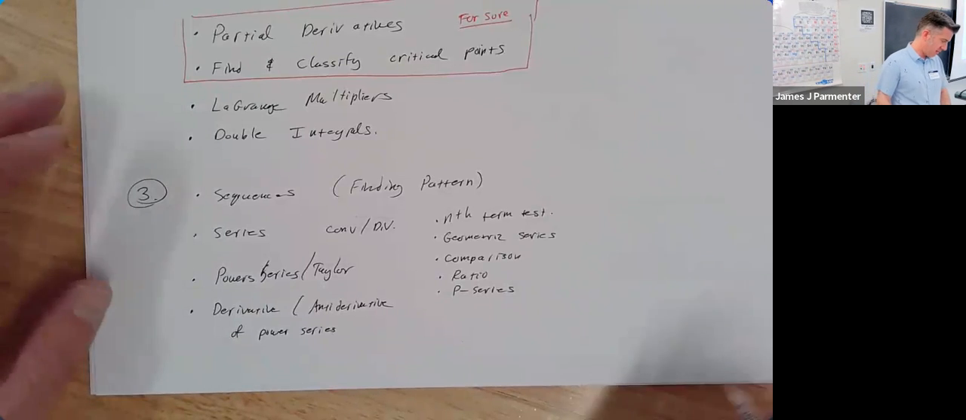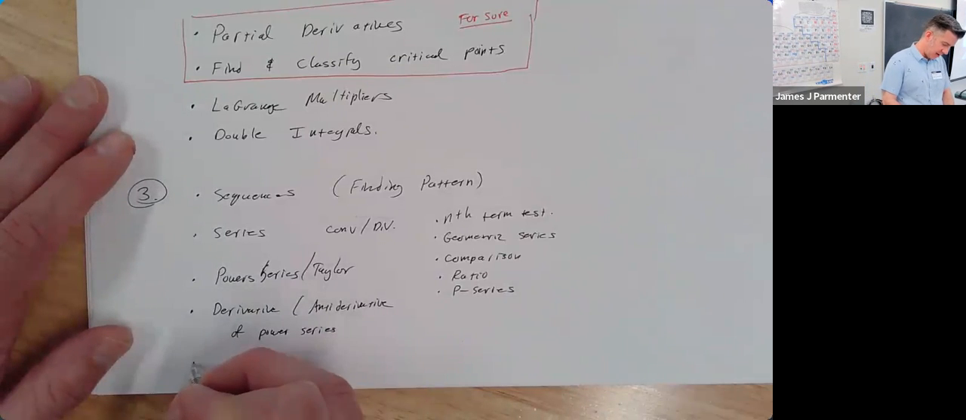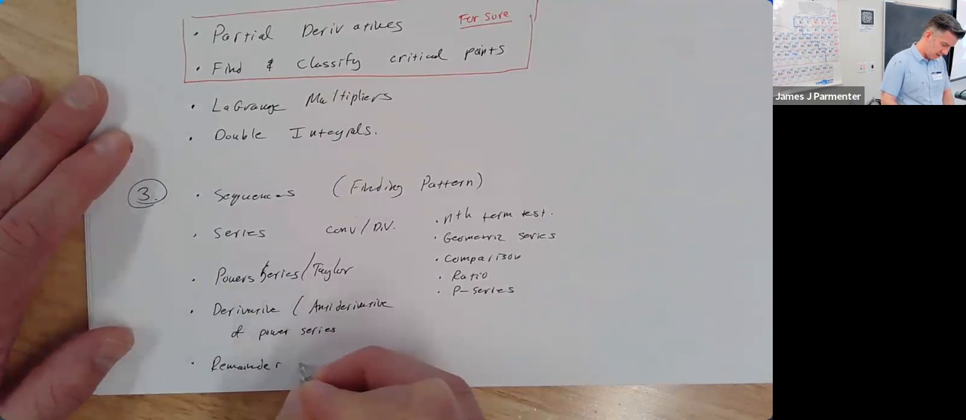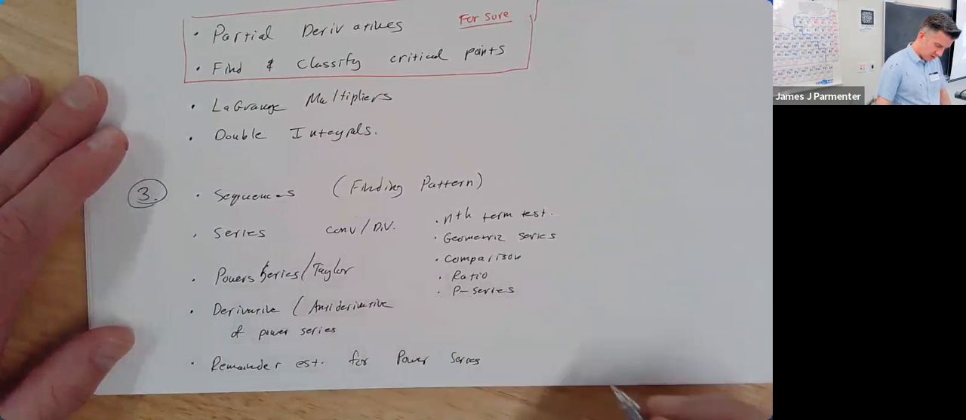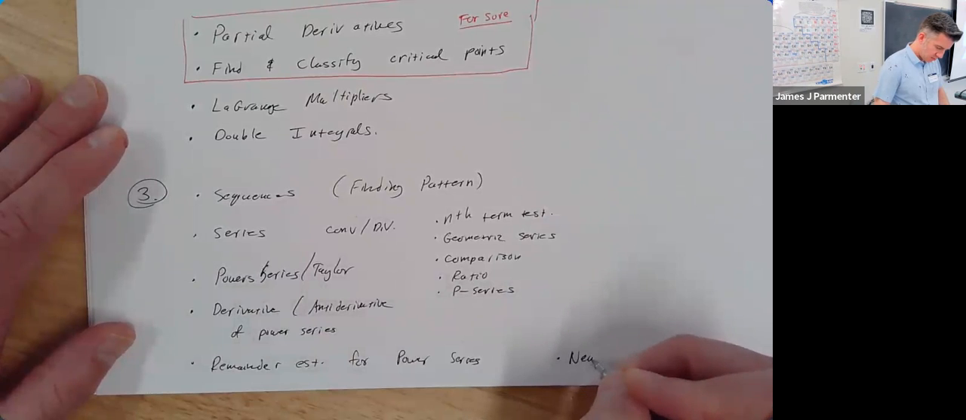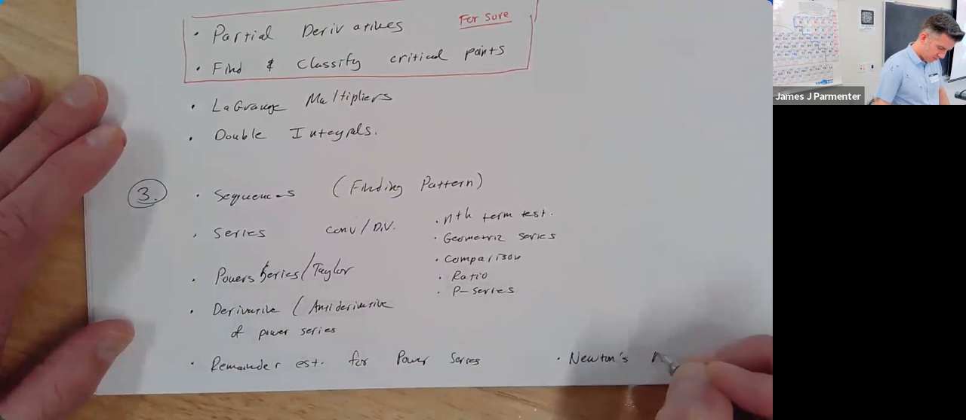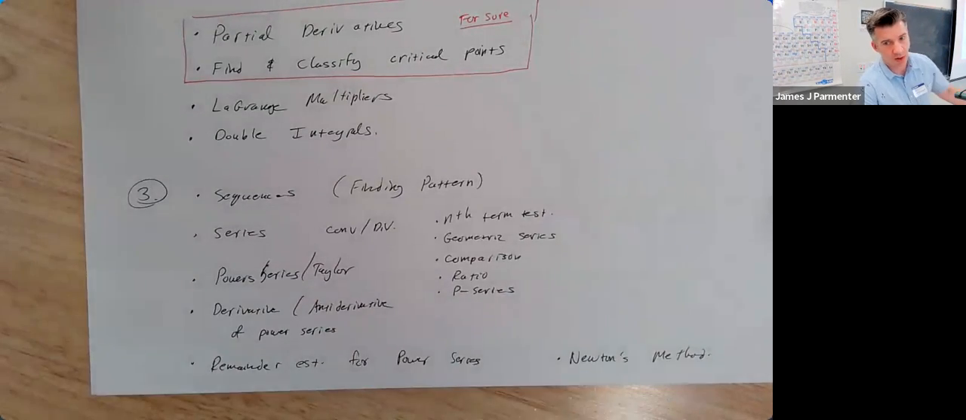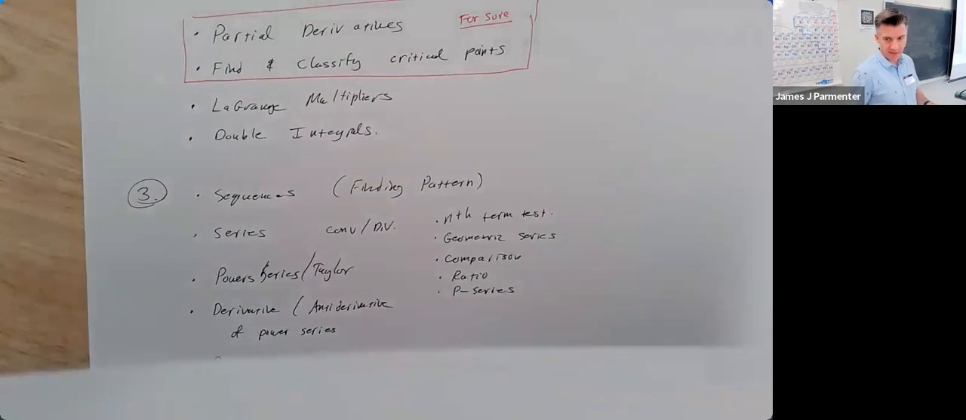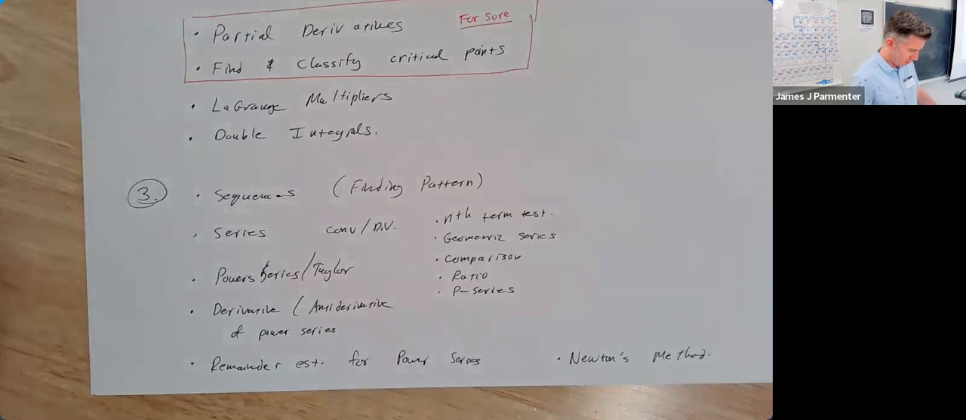And then finally, the very end, I guess this is the remainder part. Remainder estimate for power series. And finally, Newton's method. Those are all the things I could imagine having to study for this final exam.